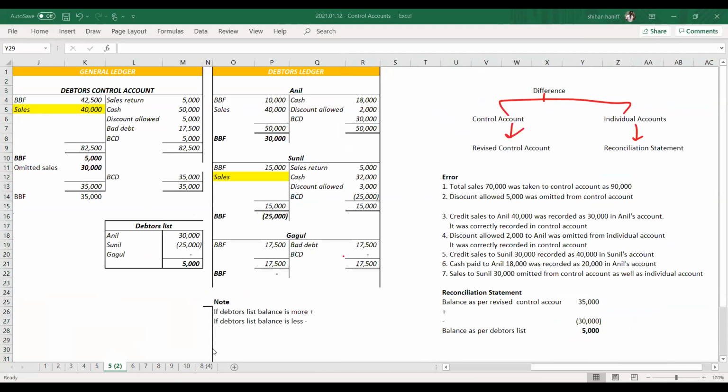There's one more question. If they mention only the subsidiary ledger, then should we consider that the control account is correct? Yes. If they specifically mention the individual account is wrong, that means the control account is correct. If they specifically say the control account has an error, then we assume that the individual account is correct. Yeah, that's right. Then I will explain the reconciliation part again. Don't worry.